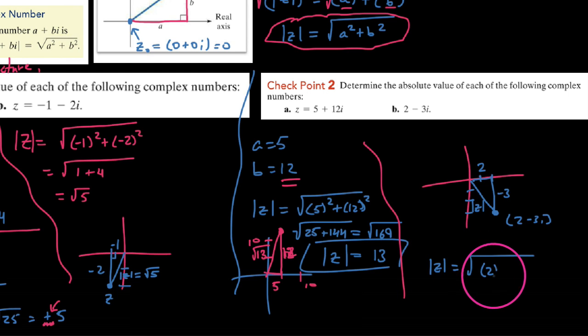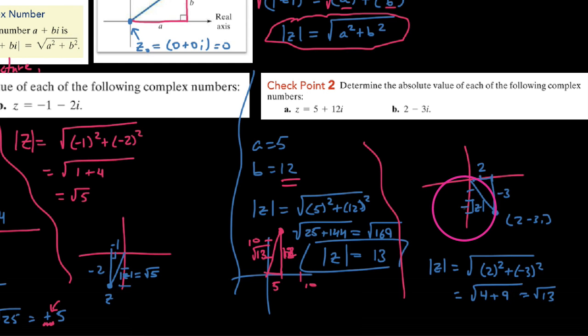the square root of 2 squared plus negative 3 squared, which simplifies out to be the square root of 4 plus 9, and the square root of 13. And we would just leave it that way. We'd say the absolute value of z is root 13.